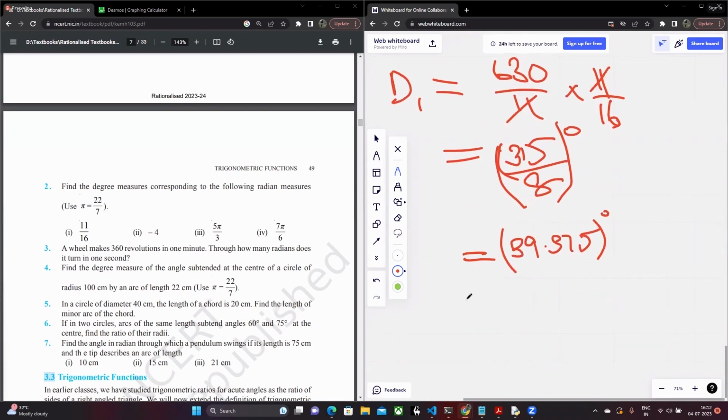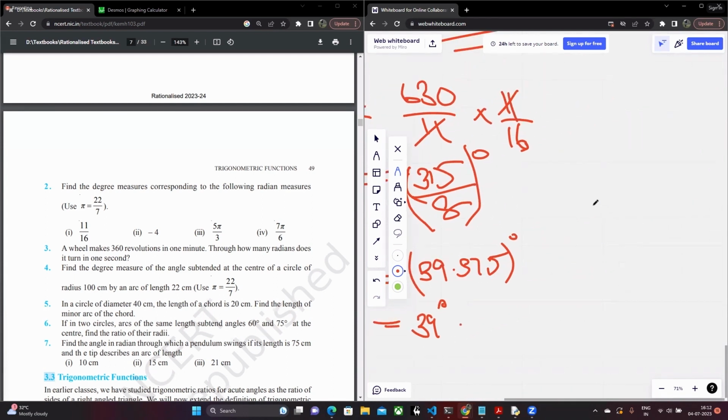degrees, right? Which, if you want to convert this into a more natural form for degrees, is going to be 39 degrees into this is 375. So this is 0.375, right? 0.375 is 375 by thousandth of a degree into 60. That's the conversion to a minute, right?